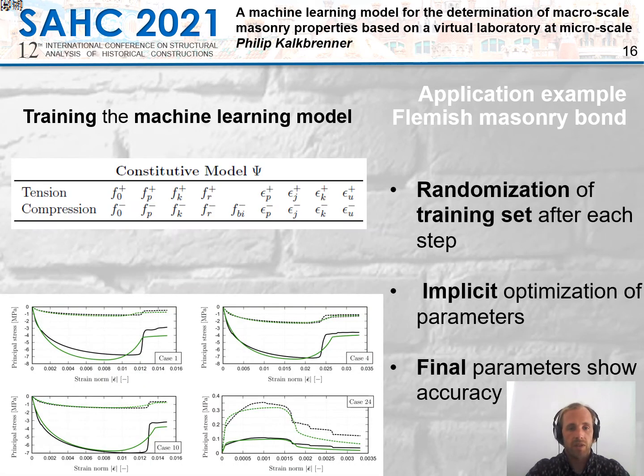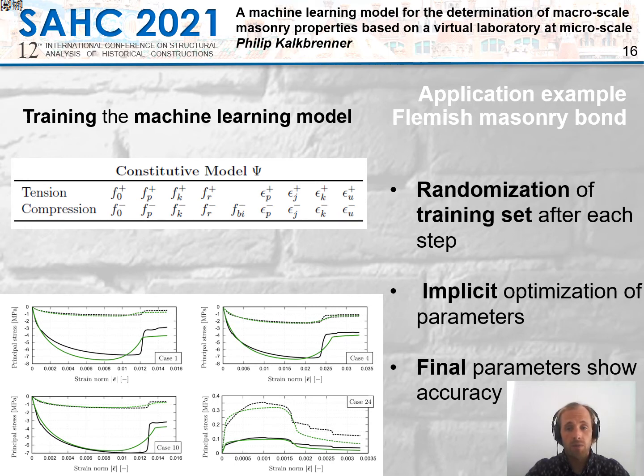So it's perfect for training our model. So this is the next step. We can go over to the training of the machine learning model. And here you can see in the table the material properties of our constitutive law in tension and compression, so we need to train on these data.